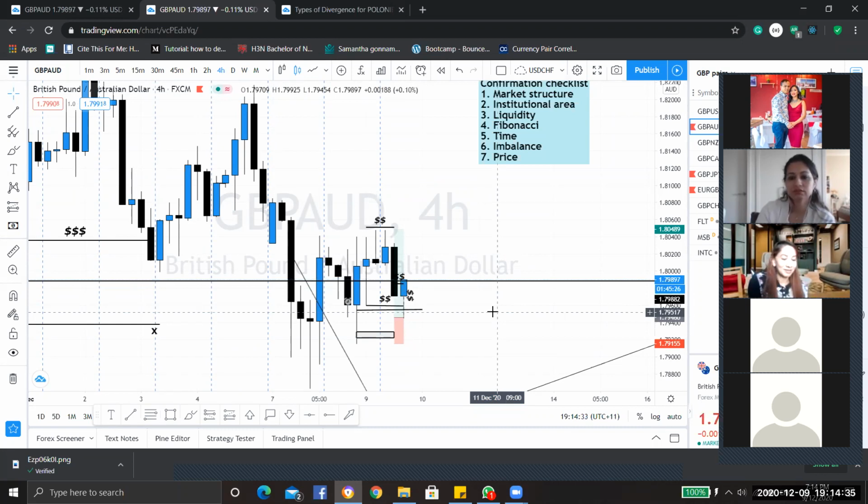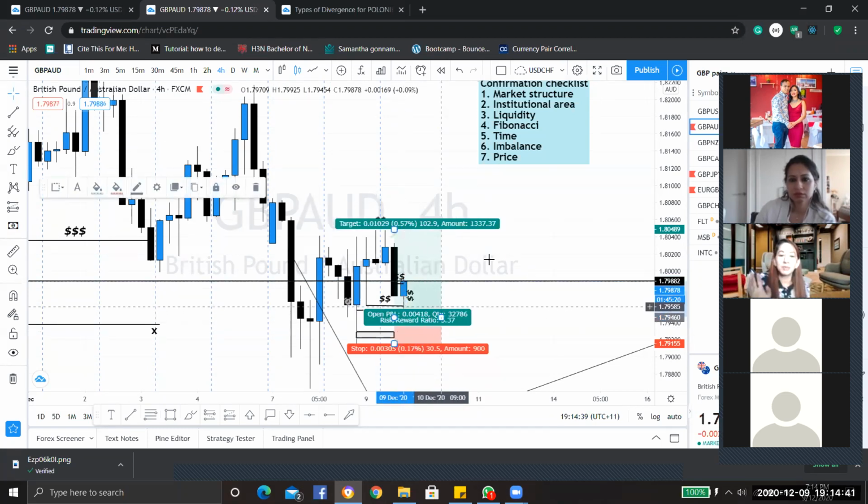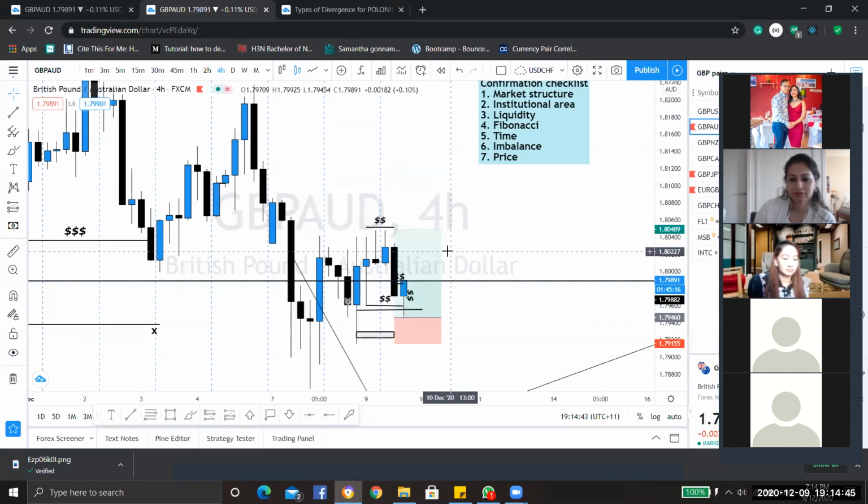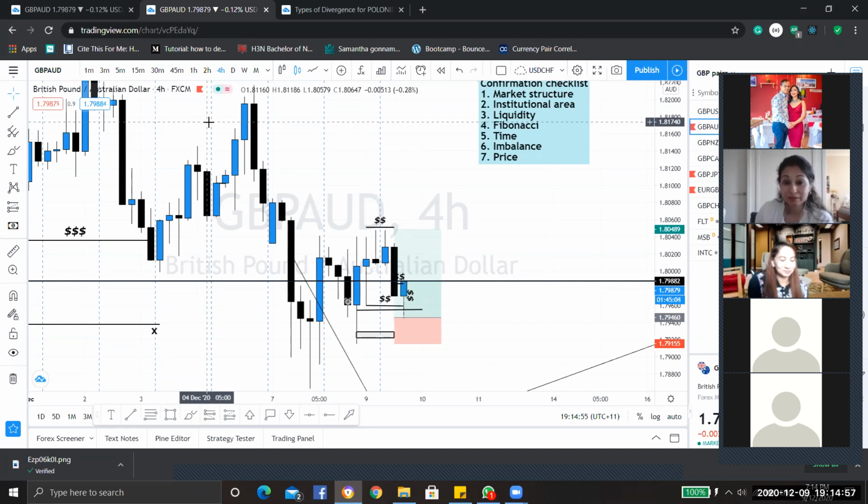The TP is already hit. Which one, GBP? I put 14 pips, and it's already hit. GBP Australian, I'm targeting up to 100 pips. Oh wow, okay, good. It moved very fast. It's already in profit.